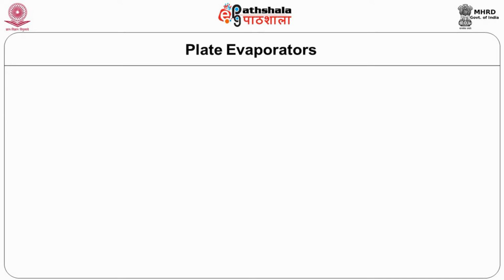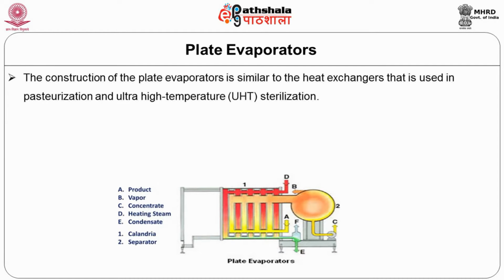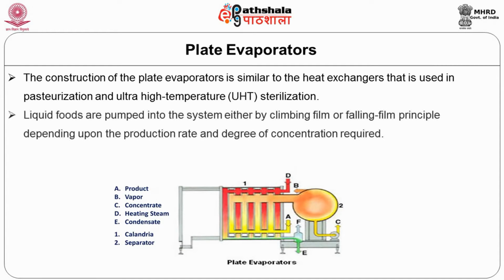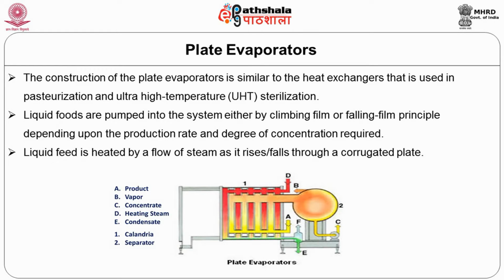Plate evaporators. The construction of a plate evaporator is similar to the heat exchanger that is used in pasteurization and ultra high temperature sterilization. Liquid foods are pumped into the system either by climbing film or falling film principle depending upon the production rate and degree of concentration required. Liquid food is heated by a flow of steam as it rises or falls through the corrugated plate.